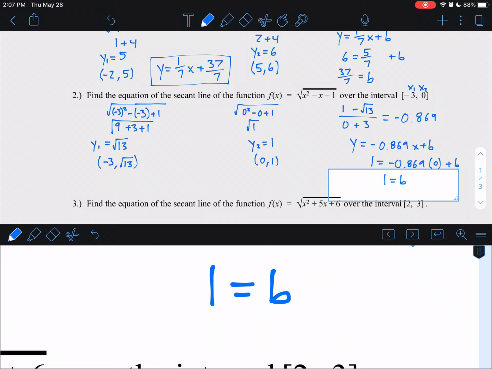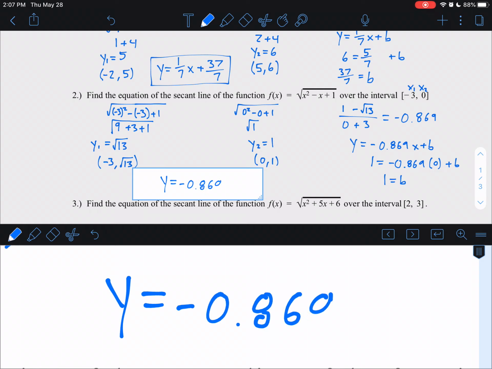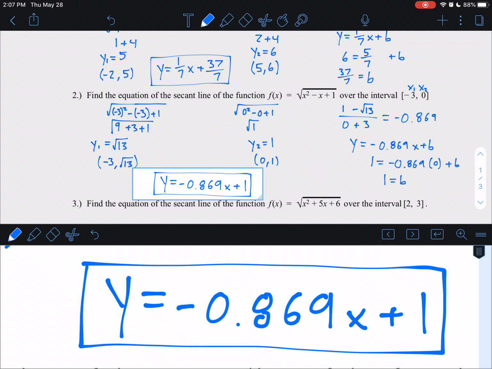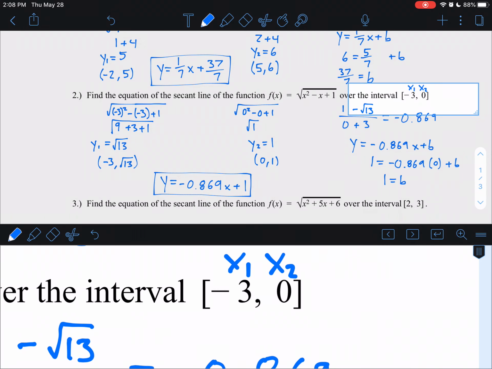So let's see. That means when I write my equation, my secant line is going to be y equals negative 0.869 x plus, and b is 1, plus 1. Perfect. Negative 0.869 x plus 1 is my secant line that is going to go through this function at these 2 points.